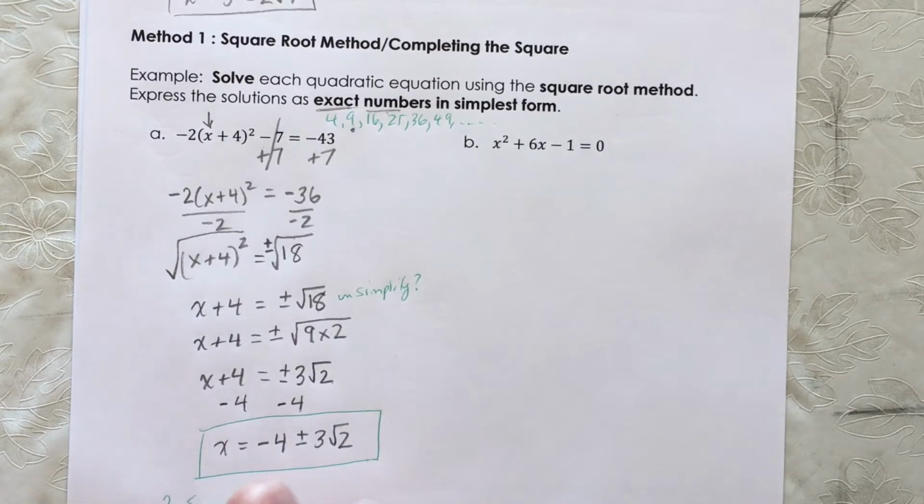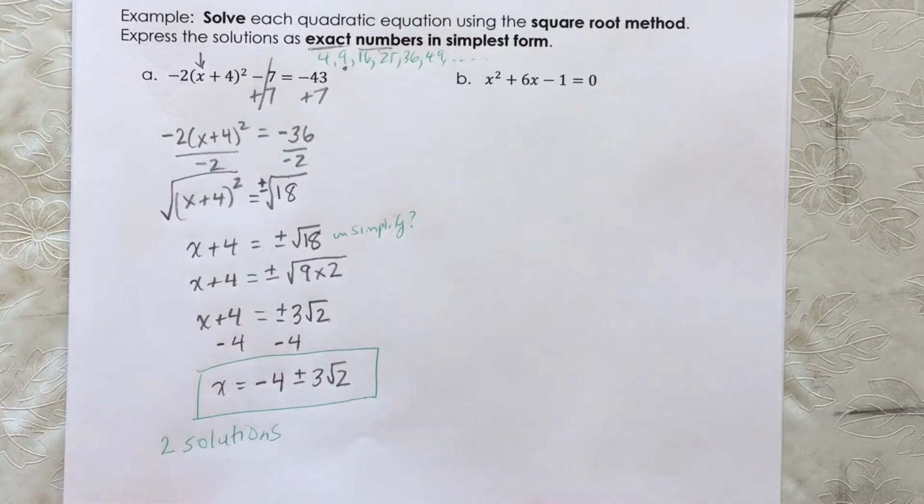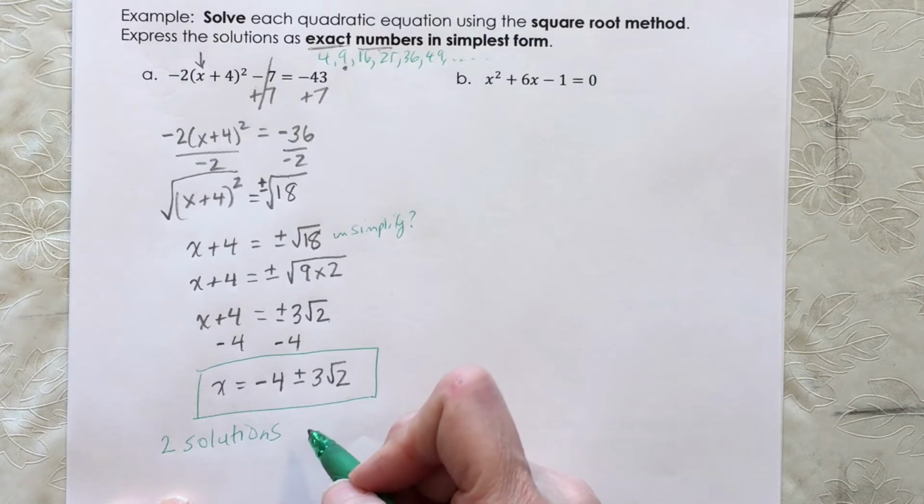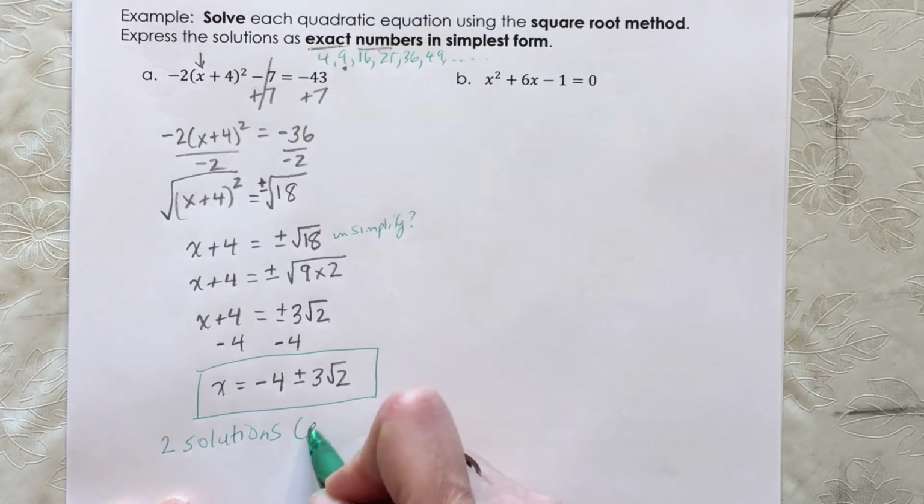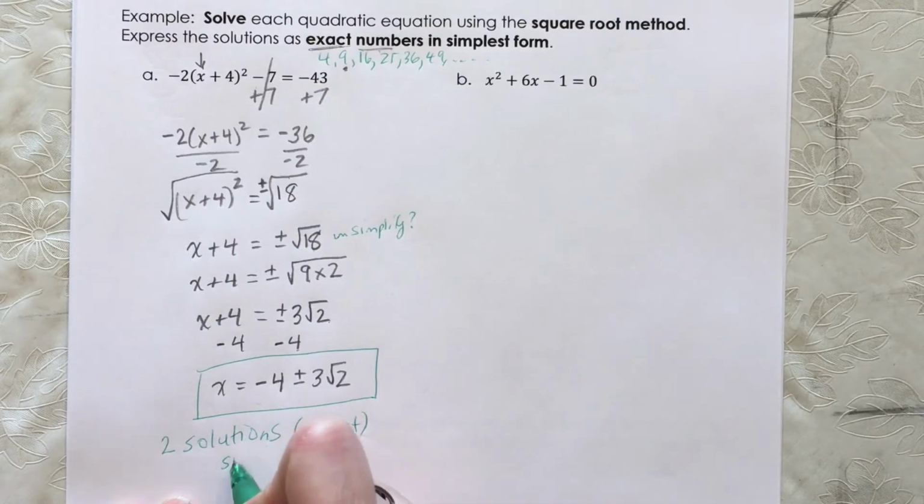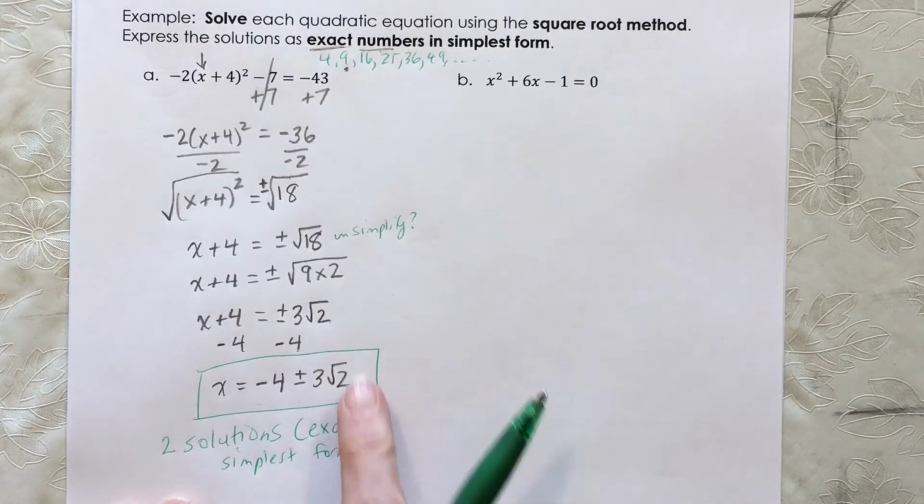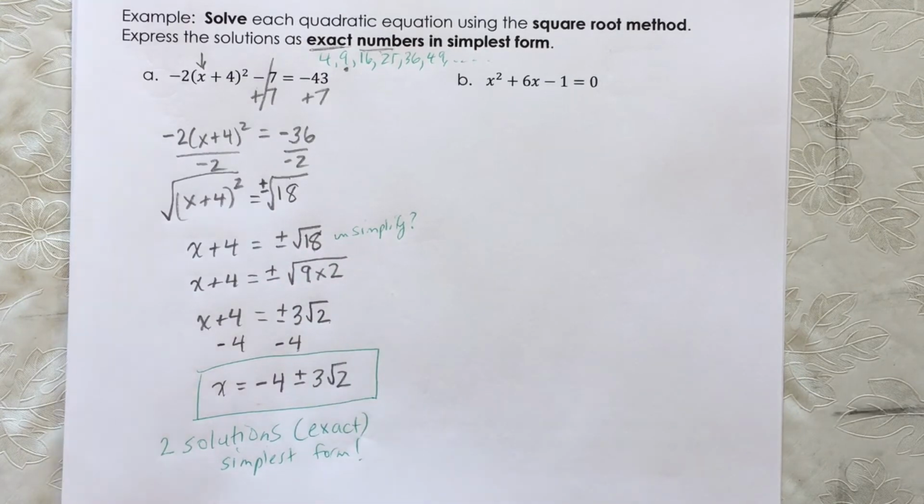So just so you guys are sure of what this means, these are 2 solutions. One of them is negative 4 plus 3 root 2, and the other one is negative 4 minus 3 root 2. So we're being given 2 solutions. They're exact, no decimal approximations, and they're in simplest form, because we reduced root 18 to 3 root 2. Okay, so we've got 2 solutions there. We gave them the exact solutions in simplest form, which is what the question asked us to do.